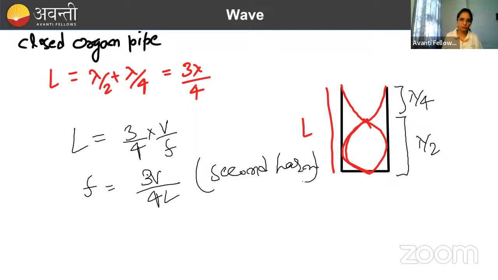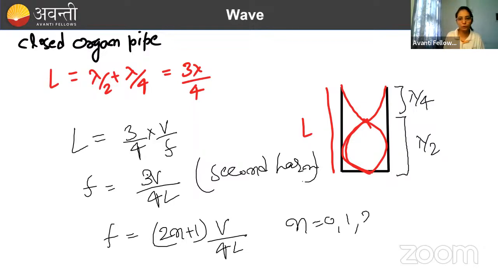Okay? First overtone. Yahan pe general formula kya hoga? The general formula for the frequency will be (2n plus 1) v by 4L. n will vary from 0, 1, 2 like that. So for the fundamental frequency, the n value will be 0. So if you put n equal to 0, the fundamental frequency will be equal to v by 4L, the one we got just a minute ago.